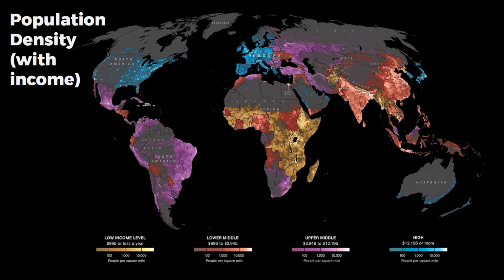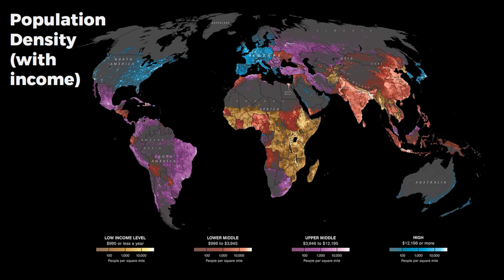This map shows population density with income levels. The first thing to notice is the uneven distribution of the population around the world. Why are some areas more populated than others? Coastal areas are very popular, as are mid-latitude zones where farming is popular.